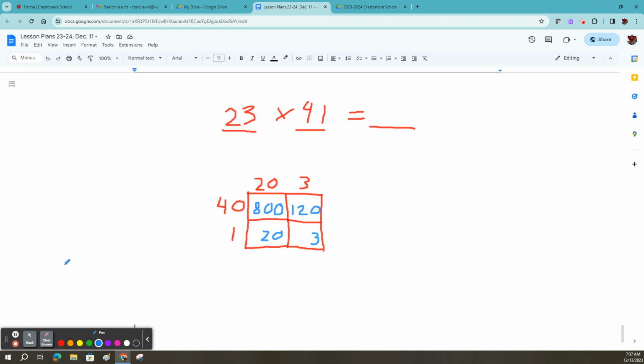Cool. Last step, you add your boxes together. So you can go vertically. I could go 800 plus 20 and put my sum down there. But I'm going to go horizontally. I prefer it that way. You might prefer going vertically. That's totally fine too. 800 plus 120. Well, I know 800 plus 100. Yeah, that's going to be 900. And then plus 20, that'd be 920. 20 plus 3. Yep, that's 23.